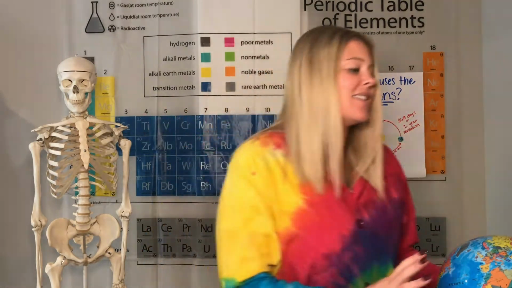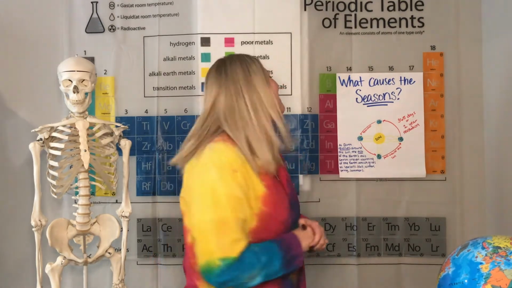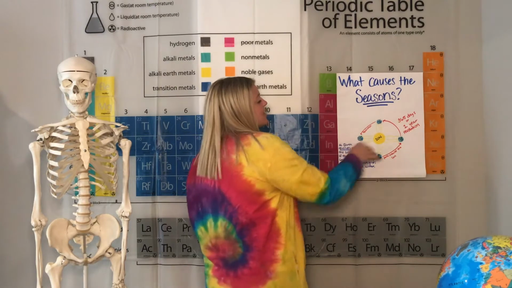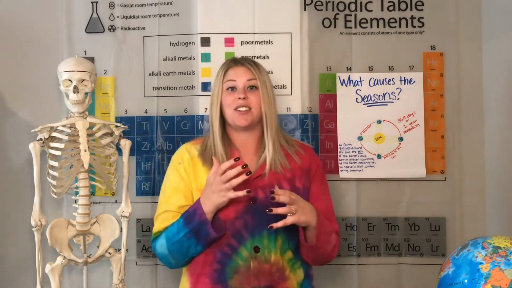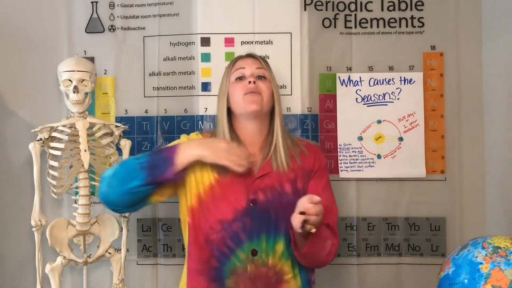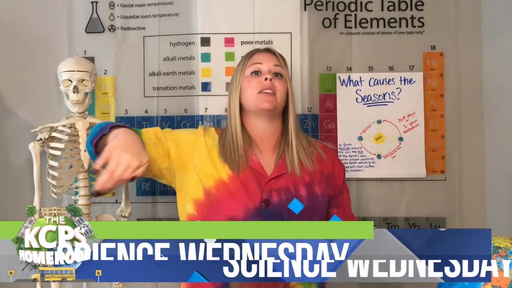Okay, let's go back to seasons. I drew up a picture for us scientists to refer back to today, so let's take a look at that picture. The cause of seasons: the sun sits in the center of our solar system, right? So we have the sun, and all the planets in our solar system revolve around the sun. So they move around it, okay?